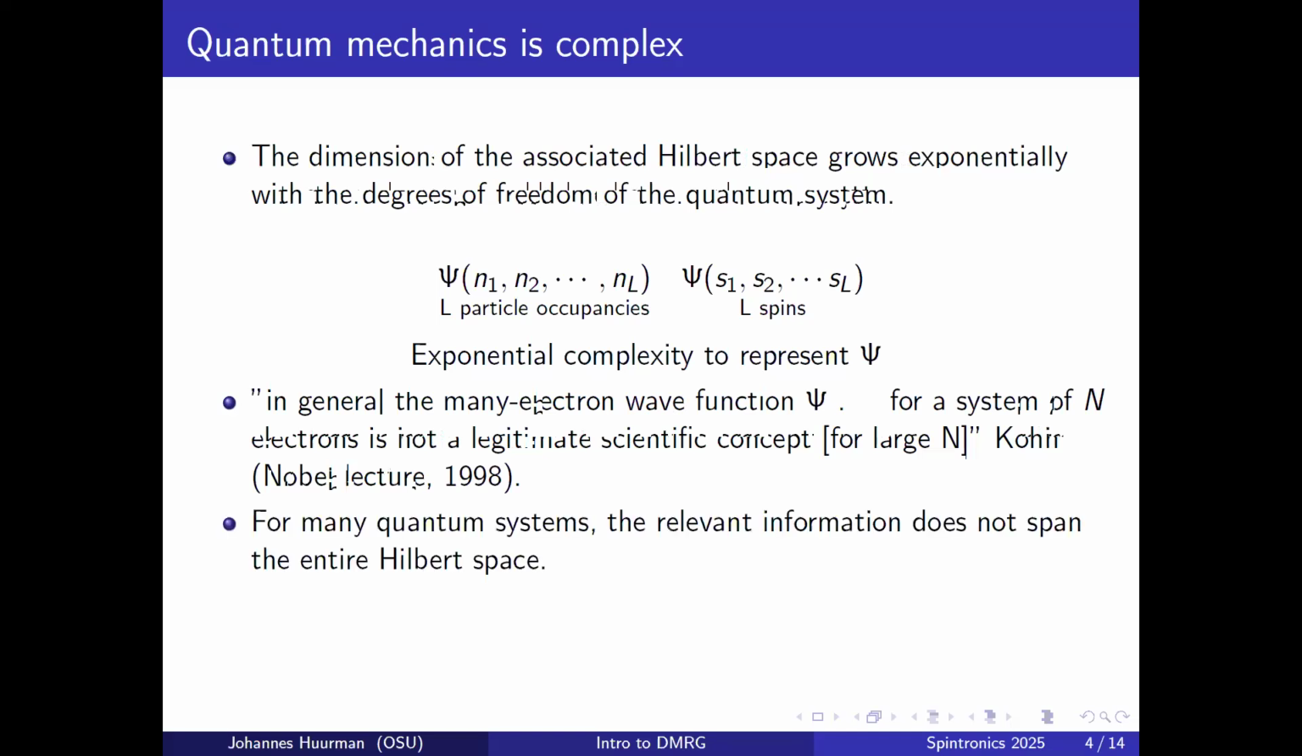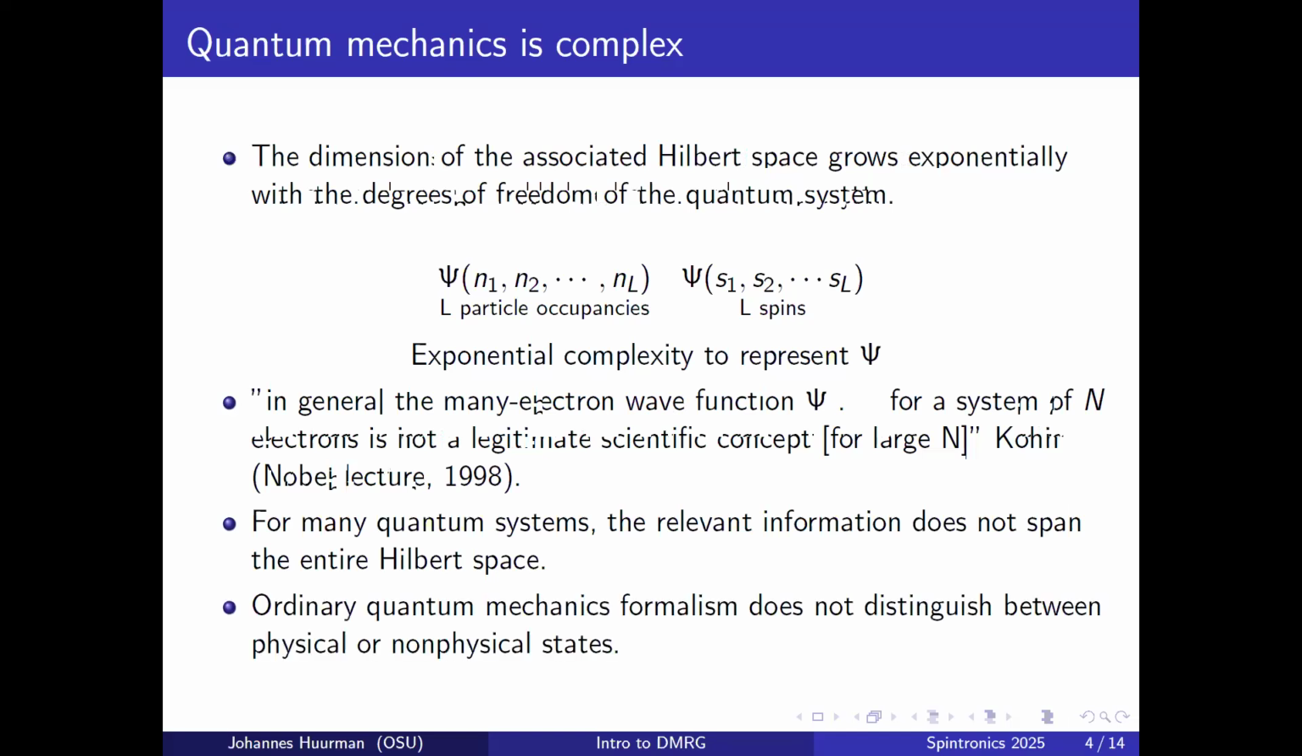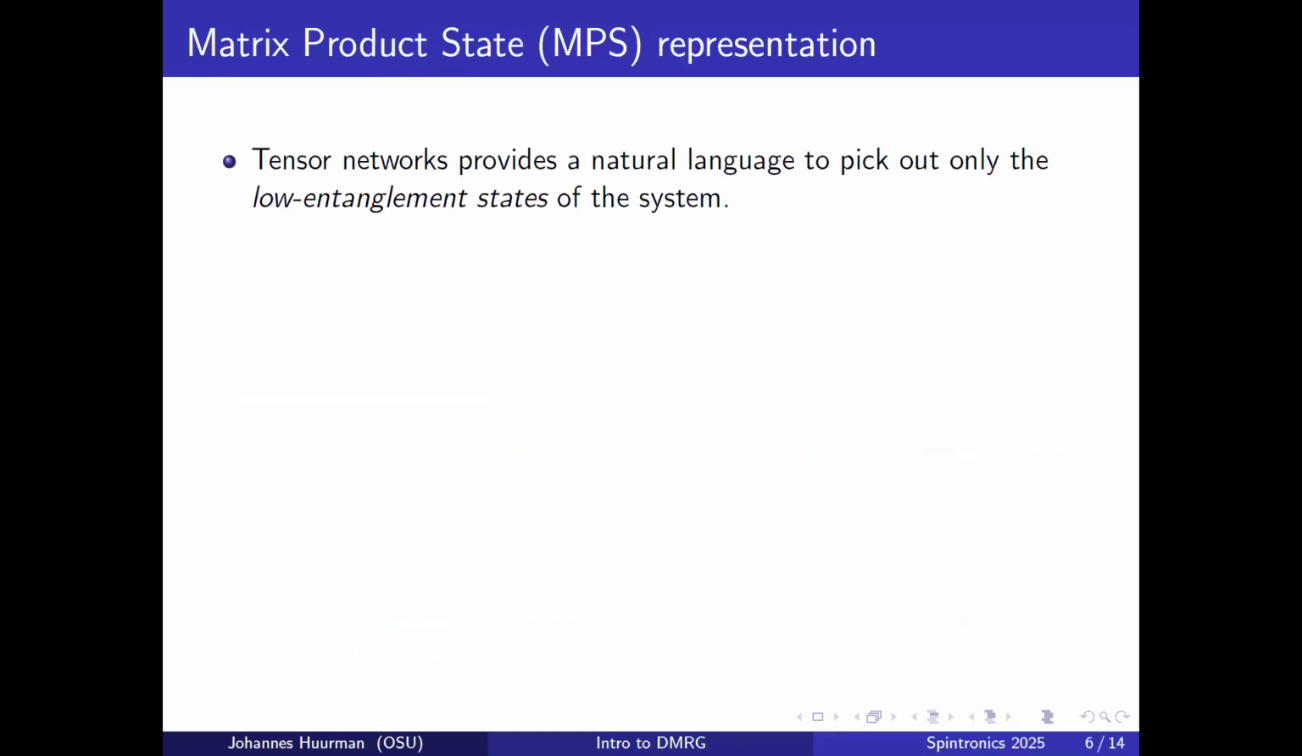Well, for quantum systems, oftentimes, most relevant in our case, the relevant physical information of the quantum system doesn't span the entire Hilbert space. And so more precisely, in ordinary quantum mechanics formalism, we don't distinguish between physical or non-physical states. So physical meaning physically relevant, non-physical, just information or things like this. So how can we understand these quantum systems? How do we get rid of the non-physical states and focus on what we want to understand about the system?